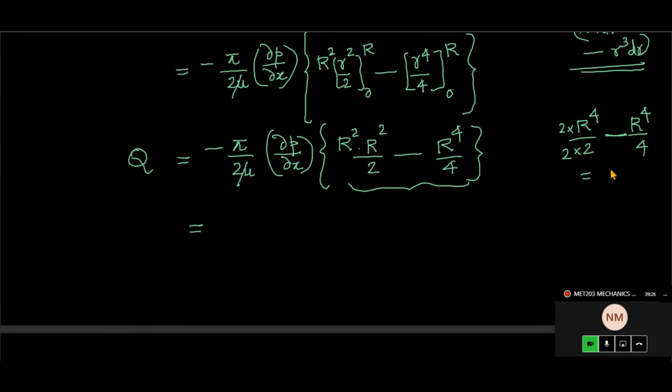So in short, what you get? R raised to 4 by 4. Okay. So when you operate the bracket, this is the result: capital R raised to 4 by 4. So the discharge, it cannot be a variable through the circular cross section.